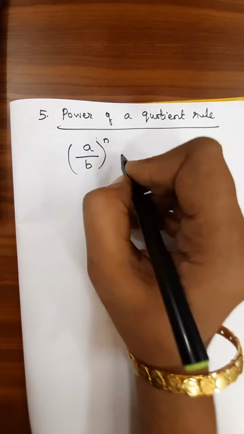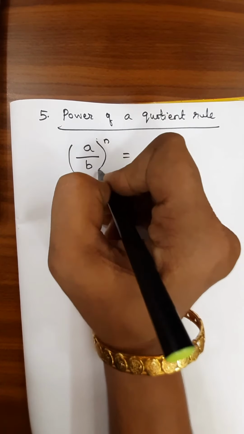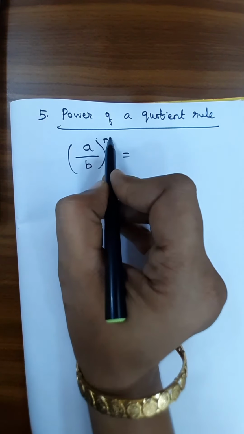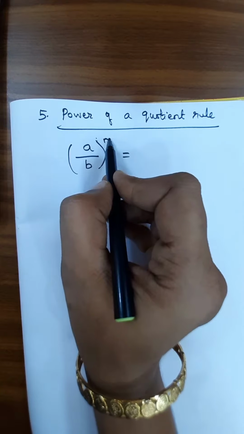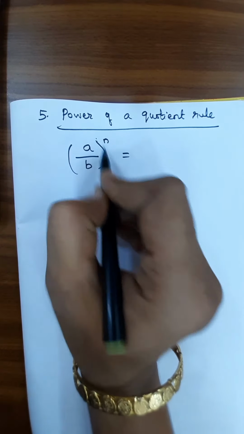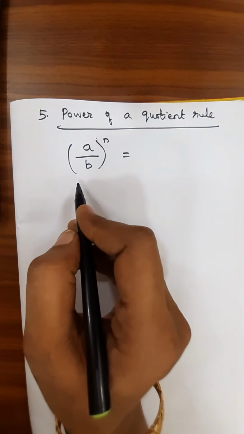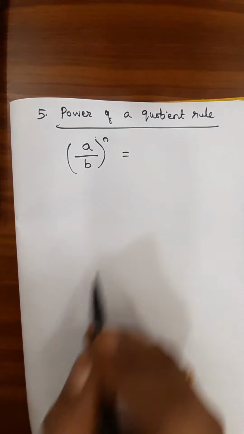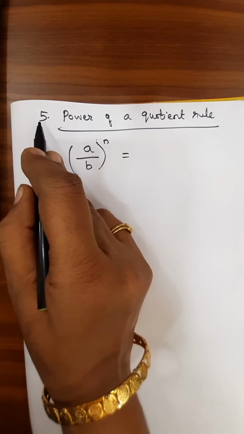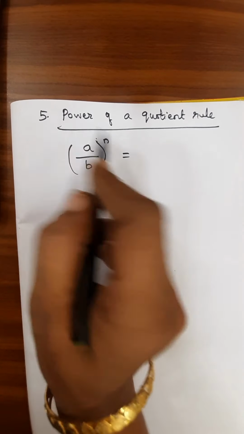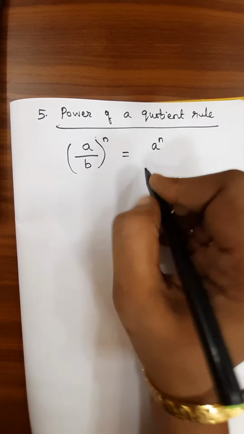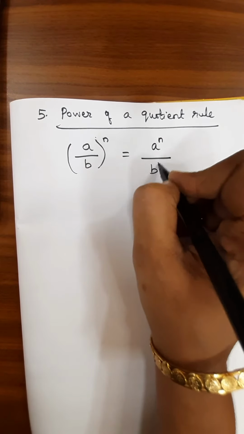Now how to apply this? Just see this. Whenever a bracket comes, this power is commonly applicable to all the numbers inside the brackets, as we have seen in the product rule. Now we saw the power of a product rule, rule number 4. In rule 5 also, in the same way, here is how to apply the quotient rule: a to the power of n divided by b to the power of n.